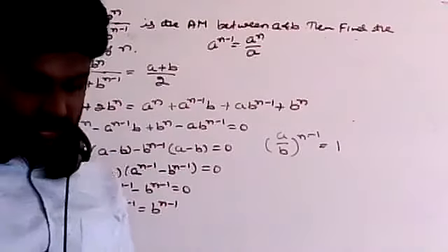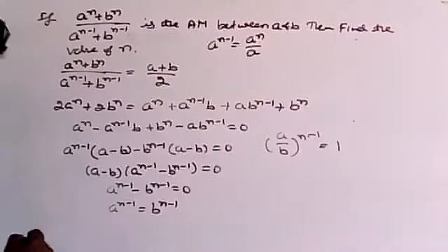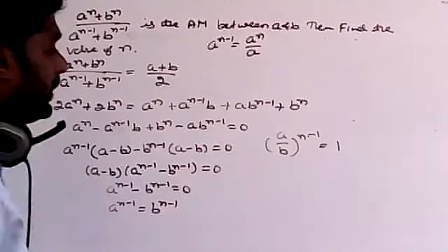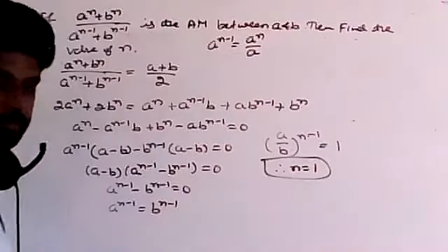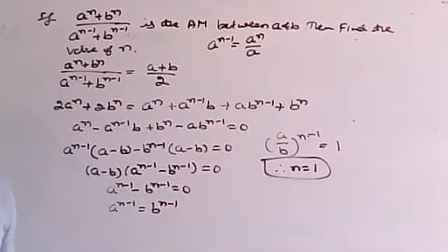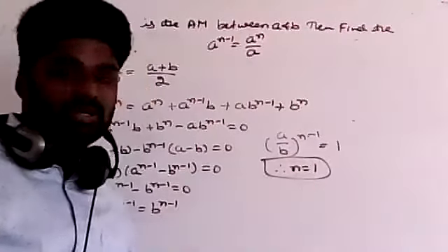The answer is what? The answer is 0. Sorry, the answer is what? 1. Therefore, n is equal to what? 1. Correct. Okay, so when I put 1 here, 1 minus 1 is 0, and anything to the power of 0 is 1.